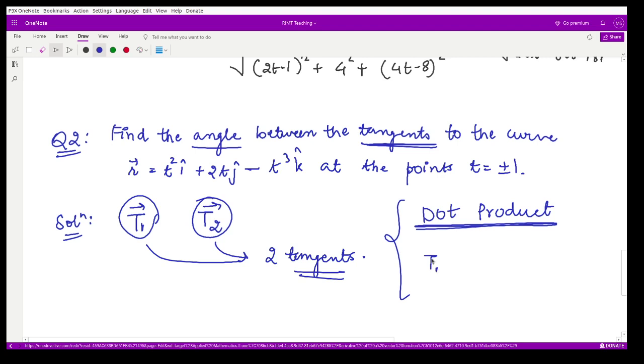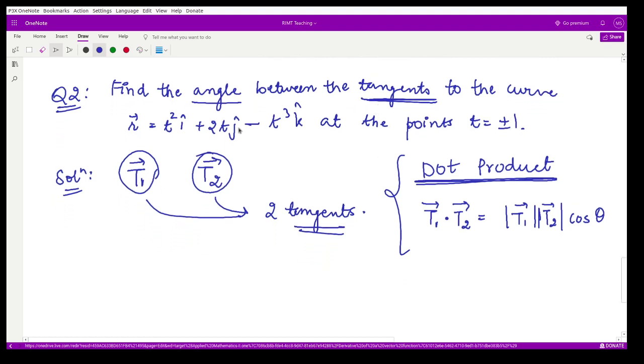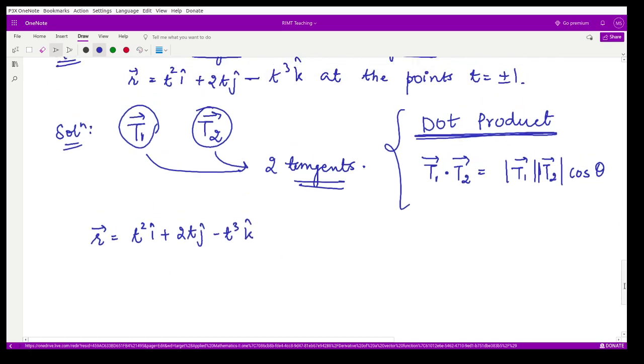So the dot product between the vector t1 dot t2 is equal to the magnitude of the vector t1 into the magnitude of the vector t2 into cos of the angle between t1 and t2, right? So in this question we will first determine what is our t1 and what is t2. That is the tangent to this particular curve at the point t is equal to plus 1 and at the point t is equal to minus 1. We are given r is equal to t square i cap plus 2t j cap minus t cube k cap, and we have to determine its tangent.